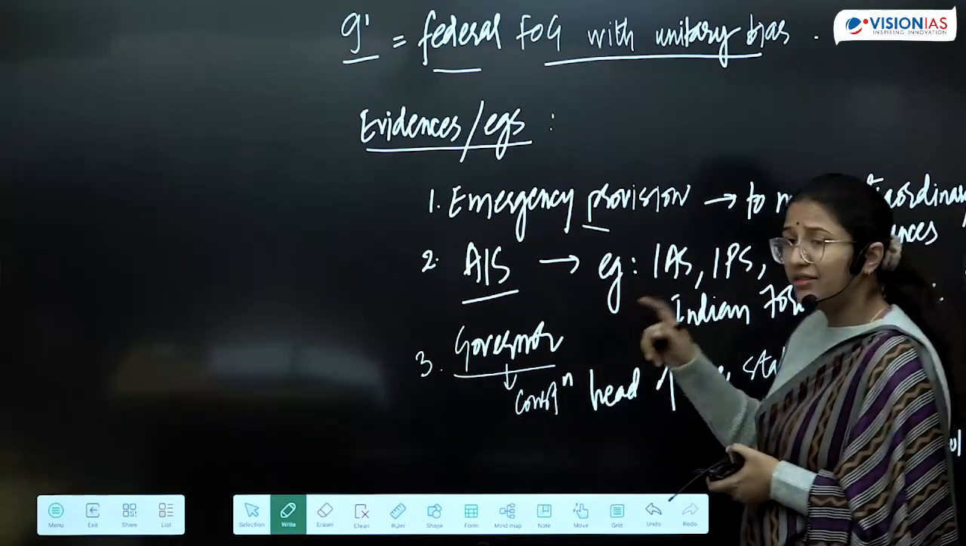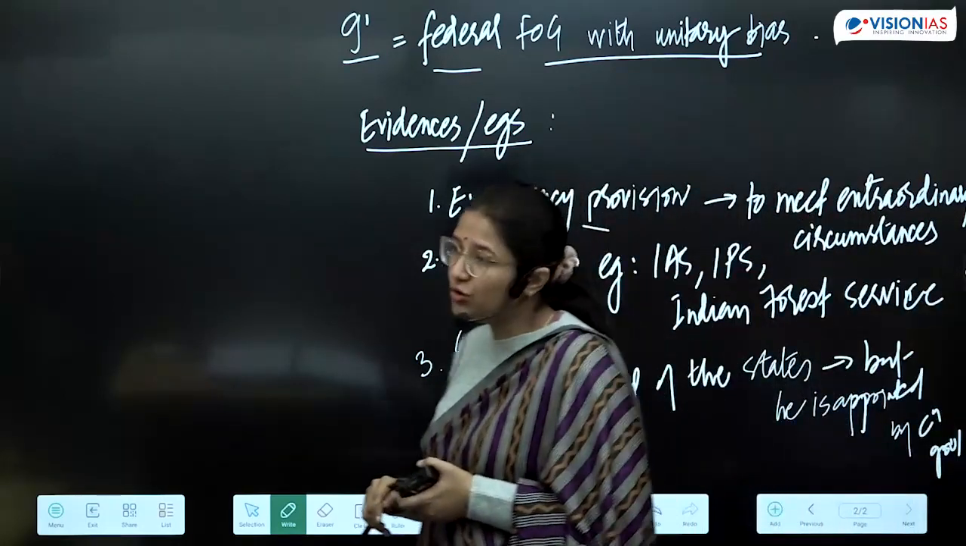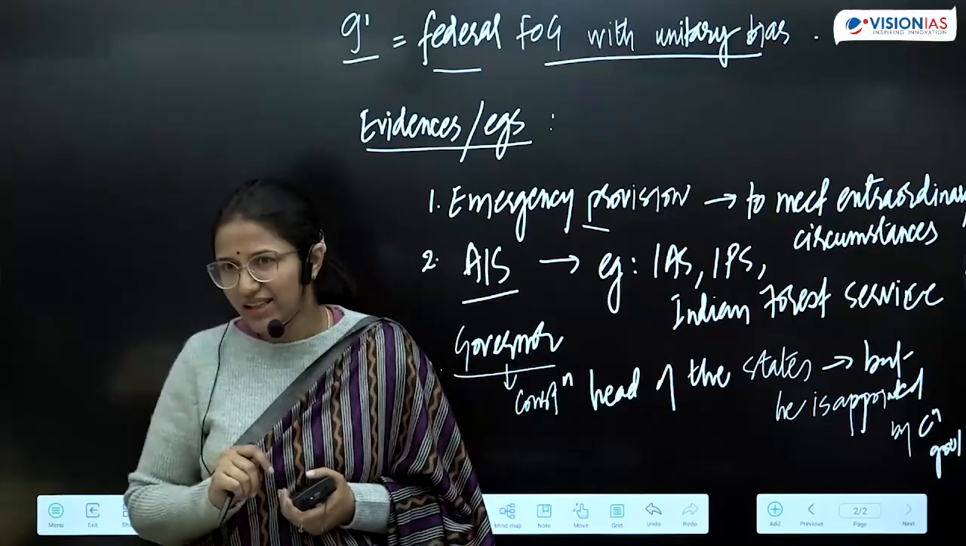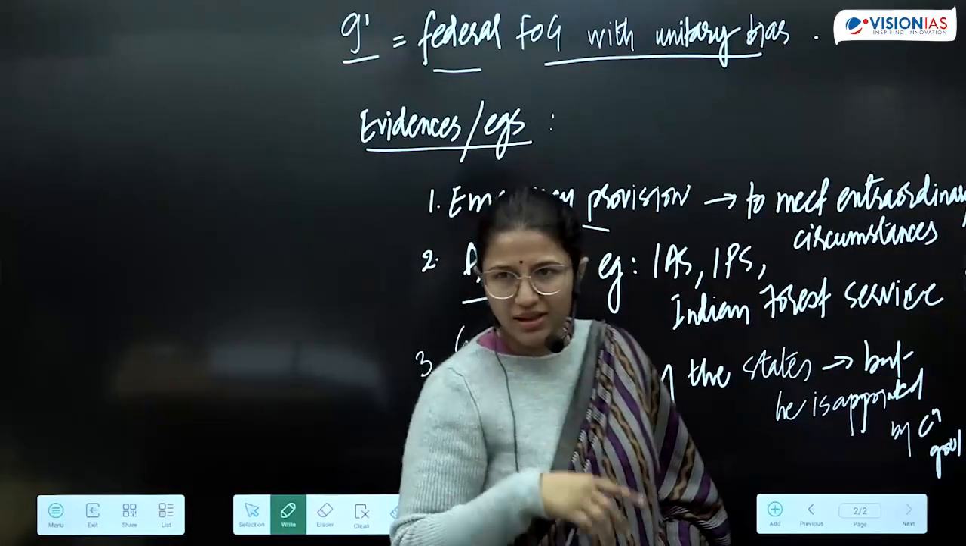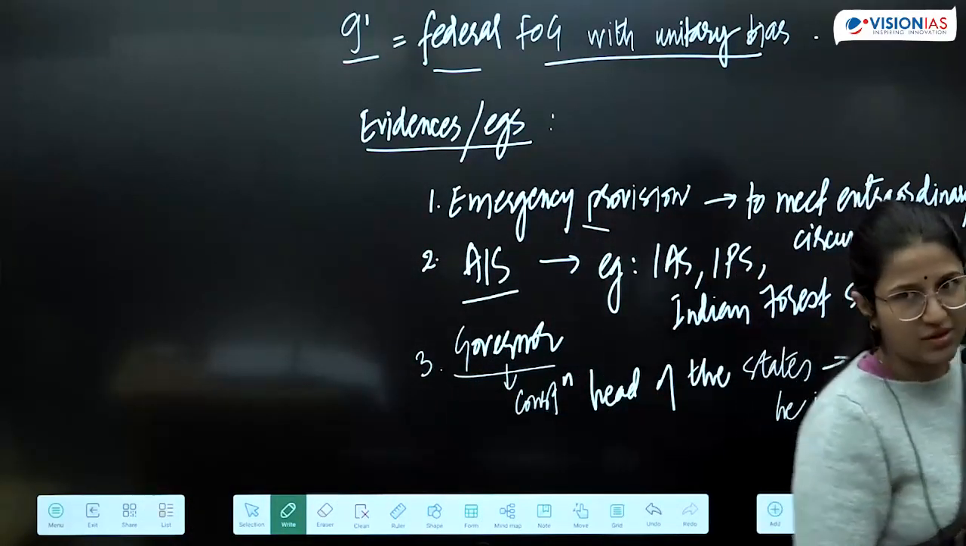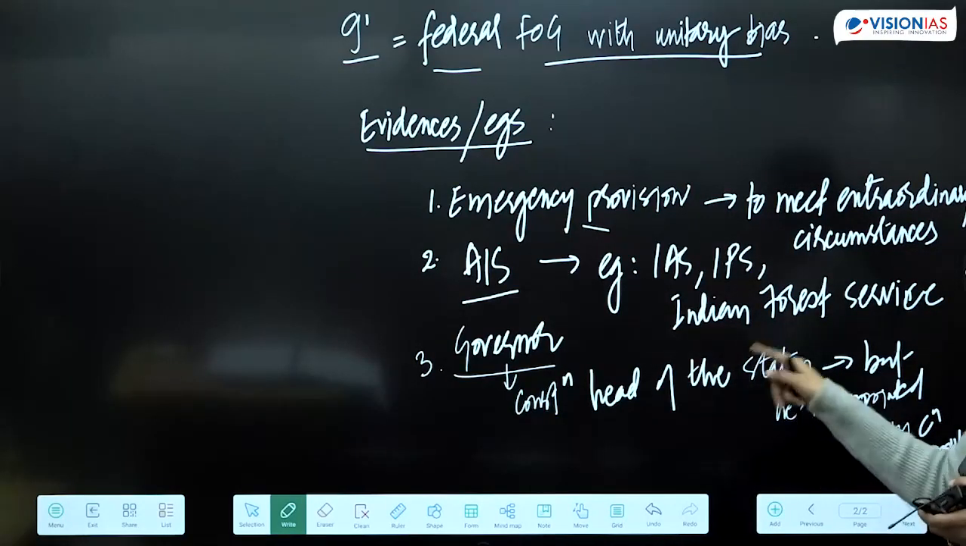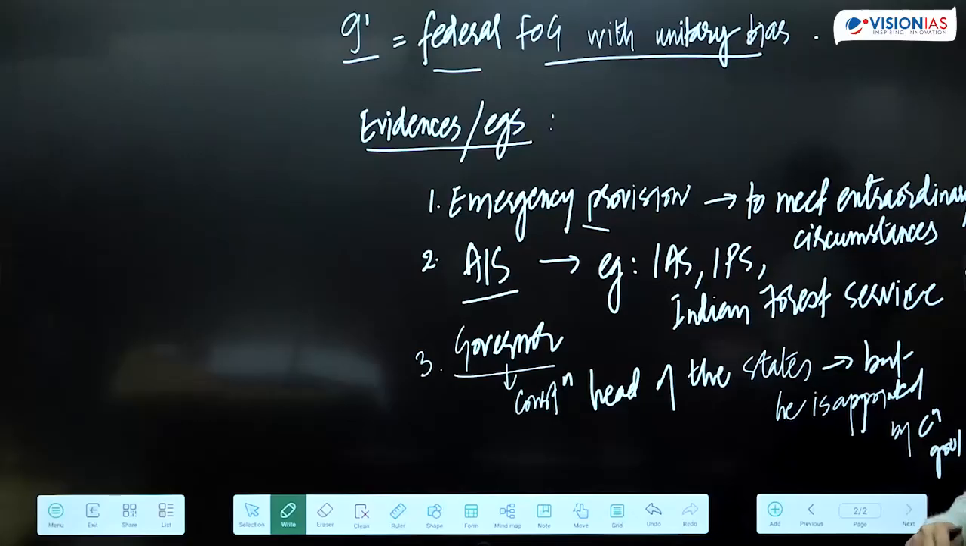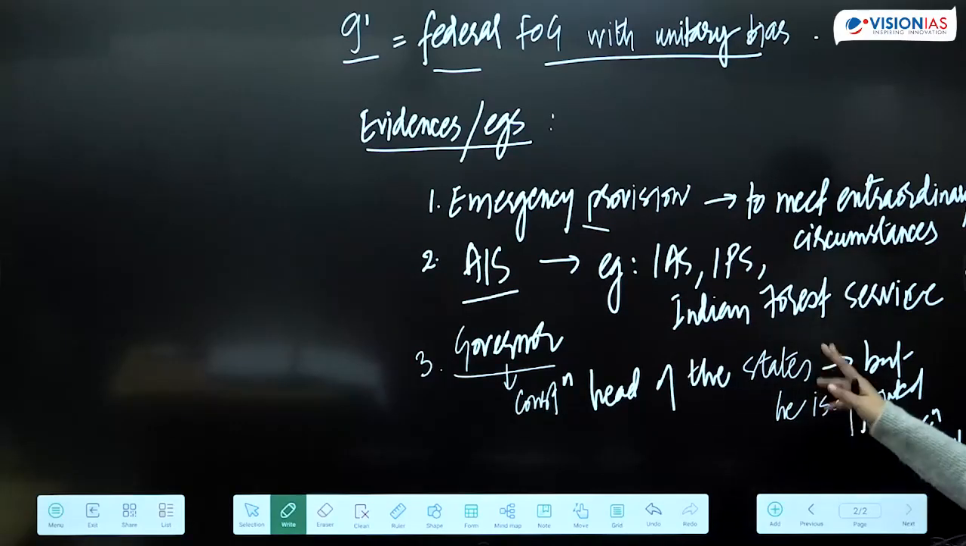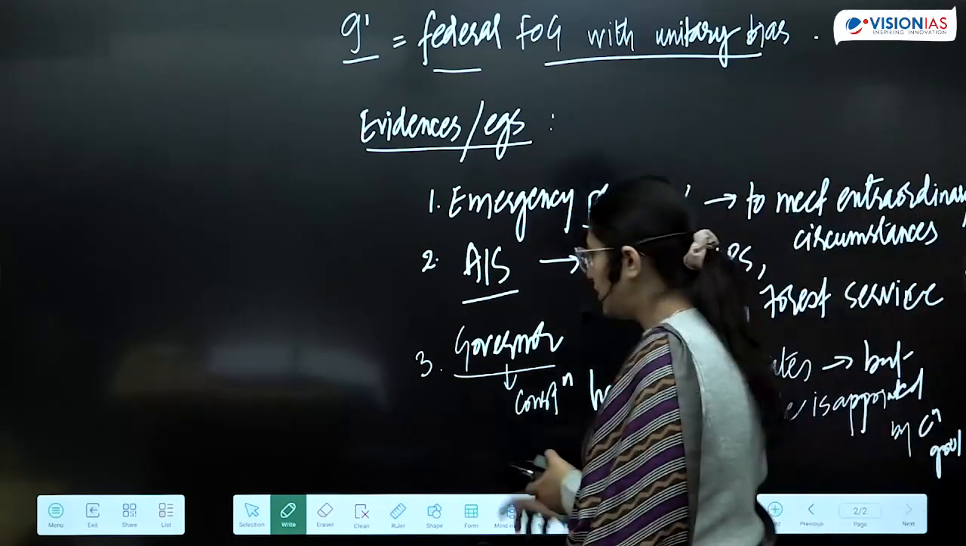So you find that the governor's position has often been misused by the center. Yes, they want certain bills to be reserved. They'll tell the governor that you reserve this bill. Yes, they want president's rule to be imposed. They'll ask the governor to present a report saying that there is such a condition in the state that president's rule should be imposed in the state. So the position of governor is very, very disputed.